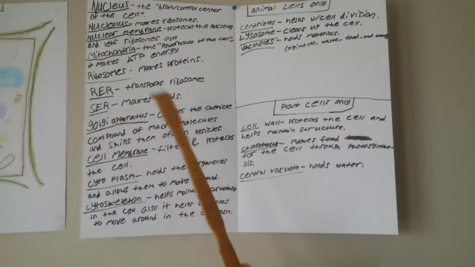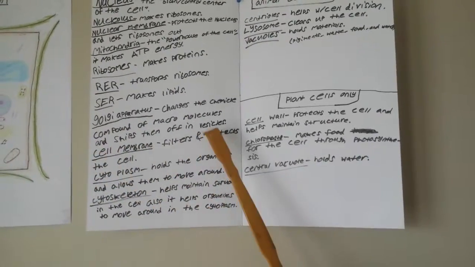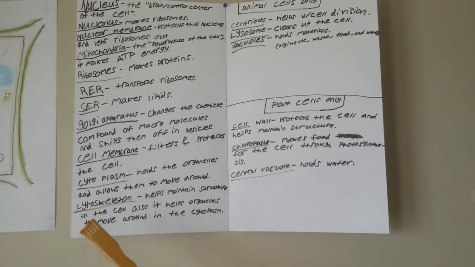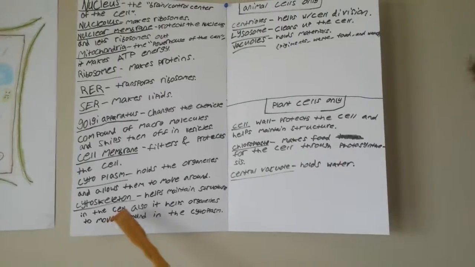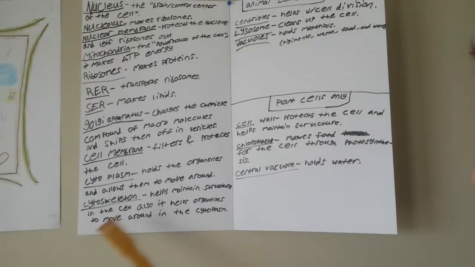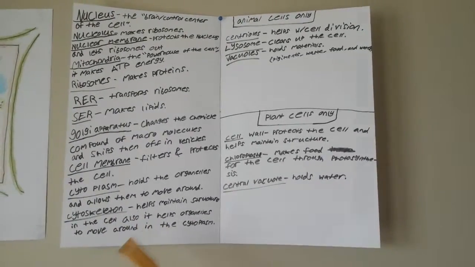The Golgi apparatus changes the chemical compound of macromolecules, and it ships them off into vesicles. The cell membrane filters and protects the cell. The cytoplasm holds the organelles, and it allows them to move around, and the cytoskeleton helps maintain the composure or the structure of the cell, and it also helps the organelles get around in the cytoplasm.